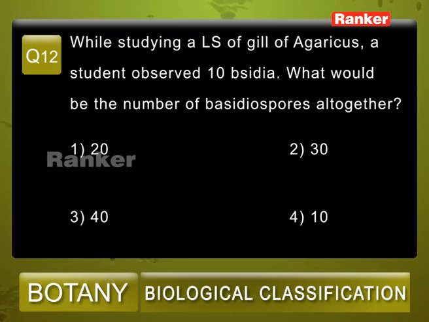Question number 12. While studying a LS of gill of Agaricus, a student observed 10 basidia. What would be the number of basidiospores altogether? Options: 1, 20; 2, 30; 3, 40; 4, 10.